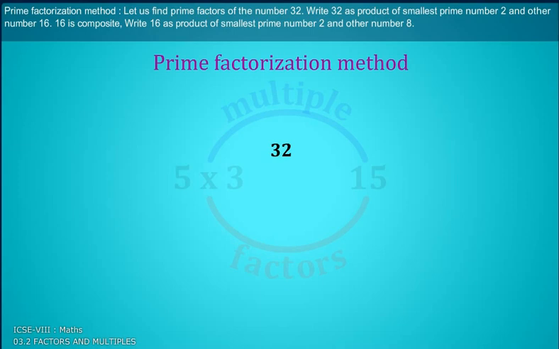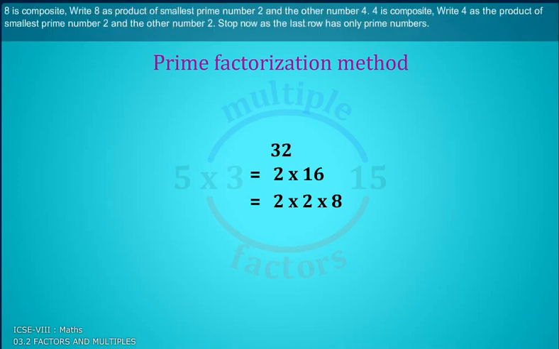Write 32 as the product of the smallest prime number 2 and the other number 16. 16 is composite. Write 16 as the product of the smallest prime number 2 and the other number 8. 8 is composite. Write 8 as the product of the smallest prime number 2 and the other number 4. 4 is composite. Write 4 as the product of the smallest prime number 2 and the other number 2.